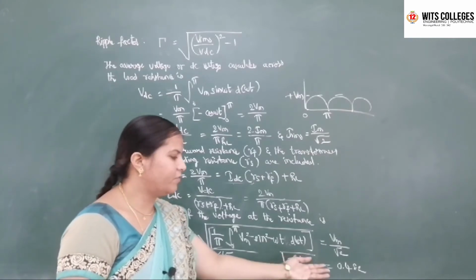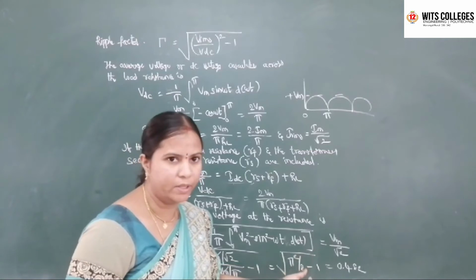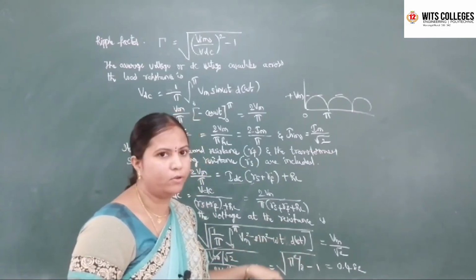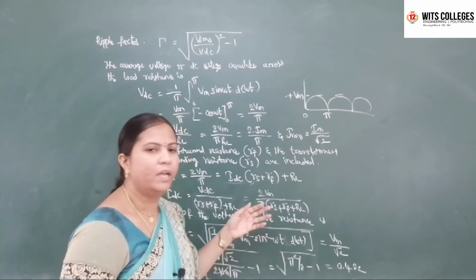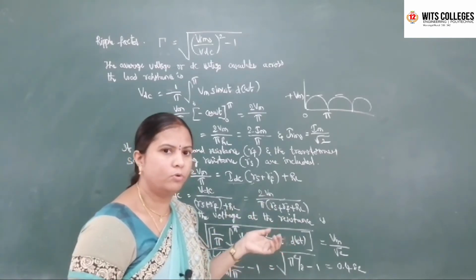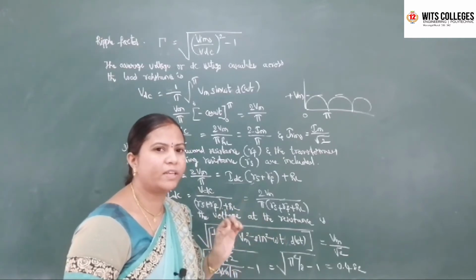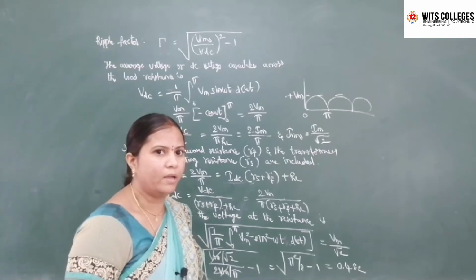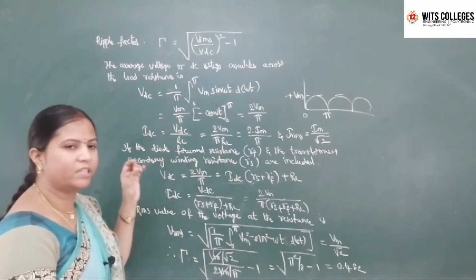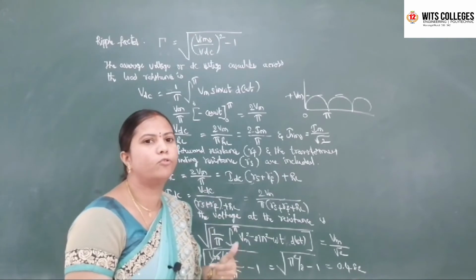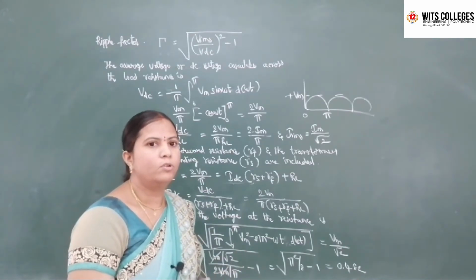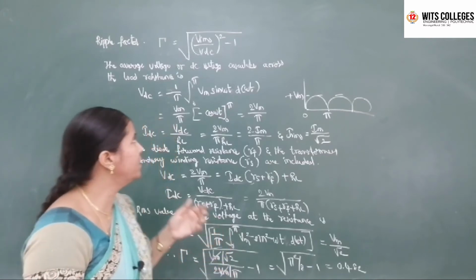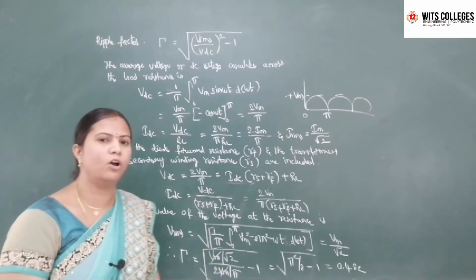So for the full wave rectifier, what happened? The ripple factor decreased. Okay? Compulsorily the ripple factor should be a low value, so that you will get approximately DC output. The ripple factor value will be as small as possible. It is a very small value in the full wave rectifier, so at the output you will get approximately DC output. This is the ripple factor calculation of the full wave rectifier.